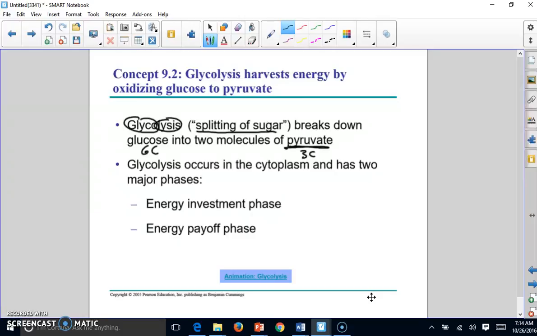Now, glycolysis occurs in the cytoplasm, and there are two parts of glycolysis. The first part of glycolysis is called the energy investment phase. And here in the energy investment phase, you have to use energy, or the process actually begins with using energy. And then in the energy payoff phase, you actually get back the energy that you used plus more.